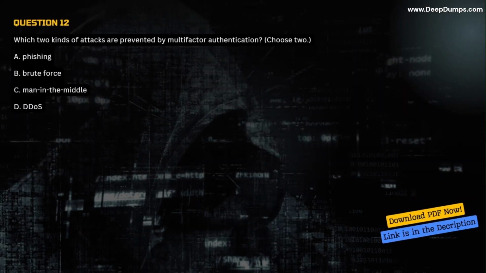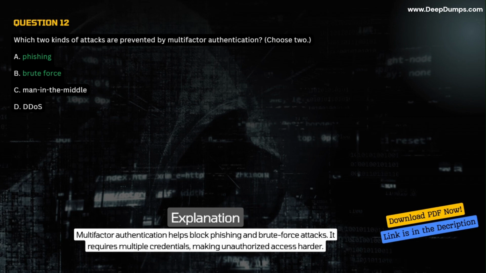Question 12. Which two kinds of attacks are prevented by multi-factor authentication? Choose 2. A. Phishing. B. Brute force. C. Man in the middle. D. DDoS. Correct answer A and B. Phishing, Brute force. Explanation. Multi-factor authentication helps block phishing and brute force attacks. It requires multiple credentials, making unauthorized access harder.